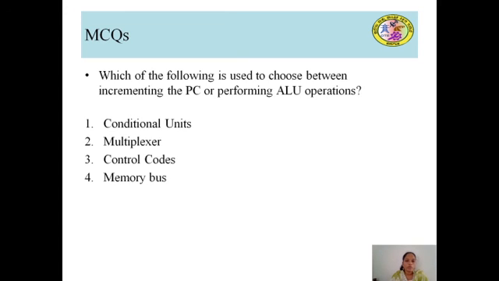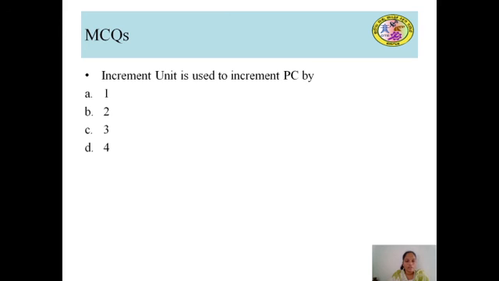Next question. Which of the following is used to choose between incrementing the PC or performing an ALU operation? We're going to make use of a multiplexer. The answer is multiplexer. The multiplexer is going to have a choice between incrementing the PC or performing the ALU operation. The next question, the incrementer is usually used to increment the content of PC by 4. So the answer for this is option D, that is 4.